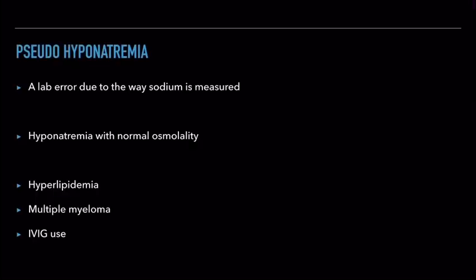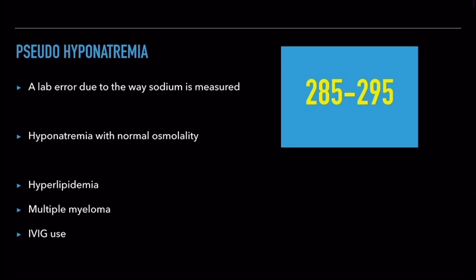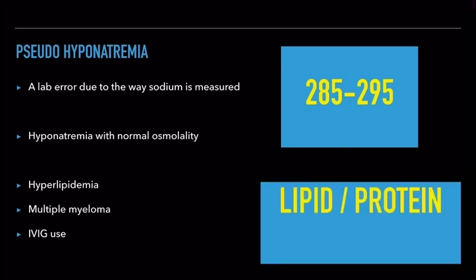Coming to pseudohyponatremia, what is pseudohyponatremia? Pseudohyponatremia means hyponatremia with normal serum osmolality, that is 285 to 295 milliosmol. Actually, it is a lab error due to the way sodium is measured. It is not seen with the modern techniques of sodium measurement, and it is seen with the indirect ion measurement that was used in the past. This occurs in patients with hyperlipidemia, multiple myeloma that leads to paraproteinemia, and patients with IVIG administration. Here the serum osmolality is 285 to 295.